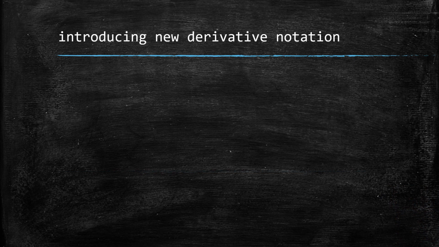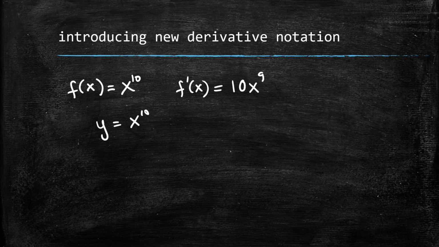Before getting into the derivative rules, I'd like to introduce new derivative notation. When we use function notation like f of x equals x to the 10, if we'd like to indicate the derivative, we use the notation f prime of x. And this is just the power rule being used, which was just introduced in the previous video. If we are using y equals x to the 10th, then the derivative notation is dy by dx. Remember, dy by dx is Leibniz notation. It kind of gets at the idea of rise over run, akin to delta y over delta x.